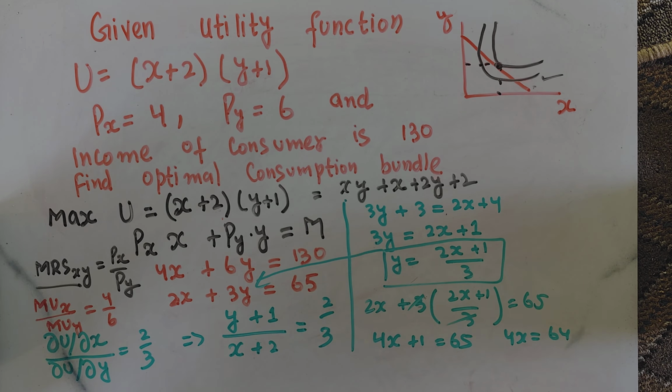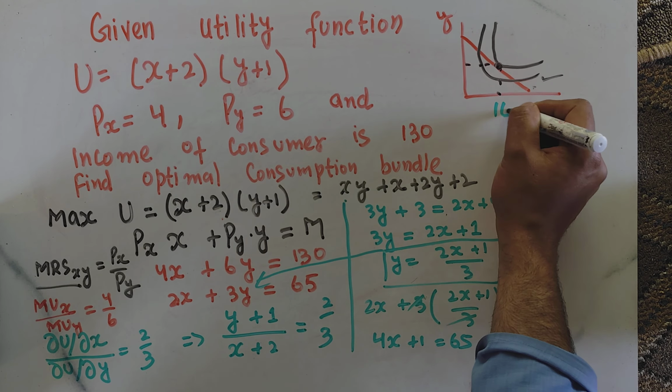Transposing it here, it gets subtracted. Dividing both sides by 4, x will be equal to 16. So the optimal consumption of good x will be 16.